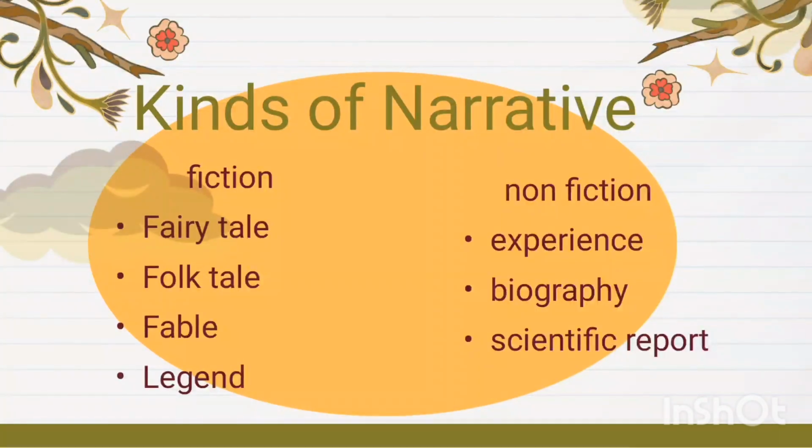Kinds of narrative text. The first one is fiction. Fiction is not a real story. The examples of fiction are fairy tale, folk tale, fable, and legend. Fairy tale is a children's story about magical and imaginary beings and lands. The example of fairy tale is Snow White.